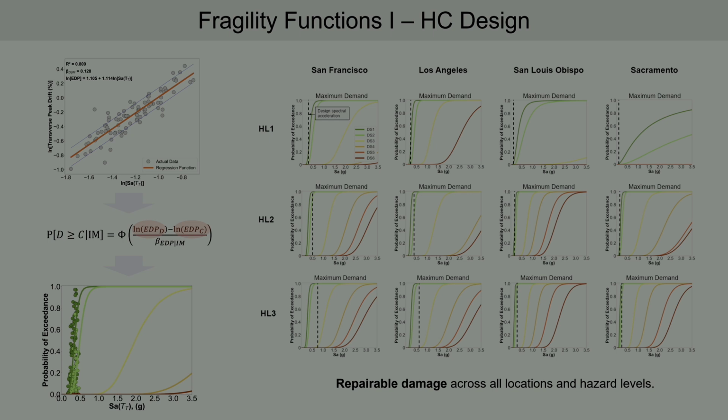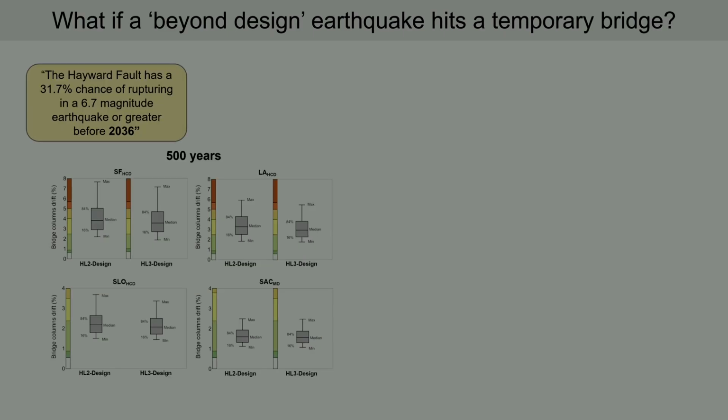Well, but at this point, thinking that some of these bridges are potentially going to be designed for 100-year or 200-year return periods, they are going to be in San Francisco, for example, where we know a big event is not expected anytime. So then we ask ourselves, well, what if a beyond-design earthquake hits a temporary bridge? What shall we expect in this case?